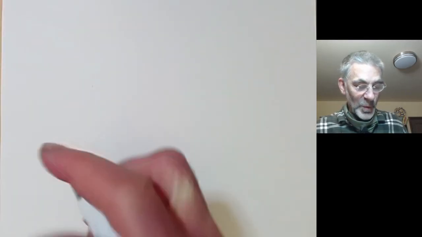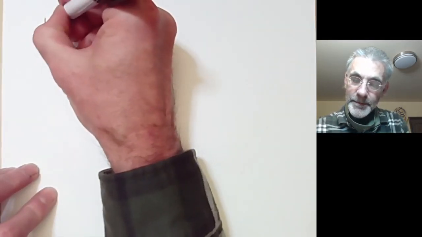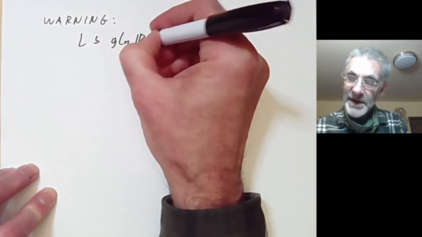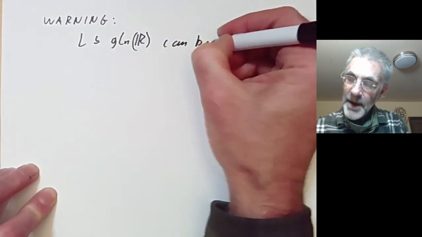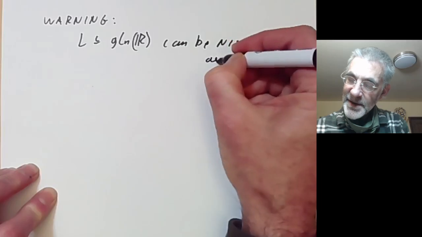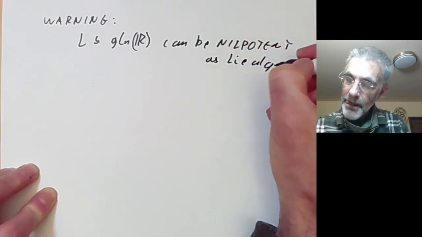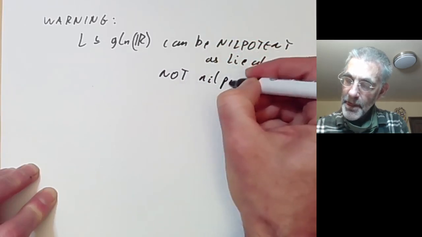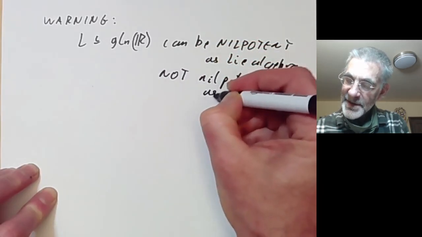I should have a sort of warning that a Lie algebra L inside the n by n matrices can be nilpotent as a Lie algebra, but not nilpotent as matrices.